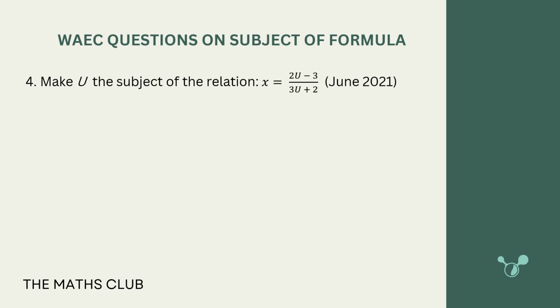Number 4 says that we should make use of the relation x is equal to 2u minus 3 all over 3u plus 2. This is from June 2021. I want you to pause the video and try it out yourself. Welcome back. Let's solve it together.